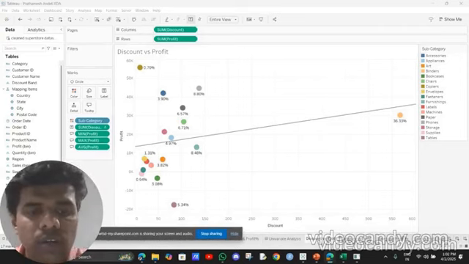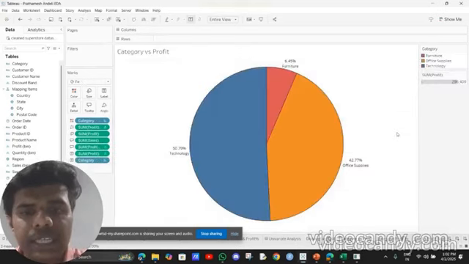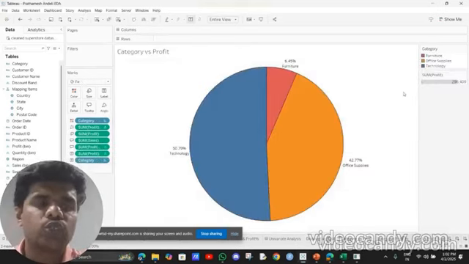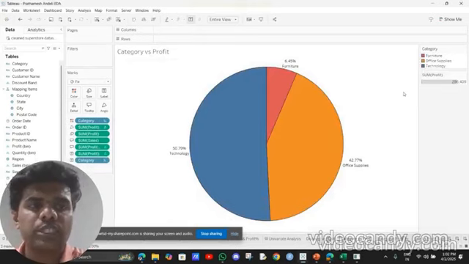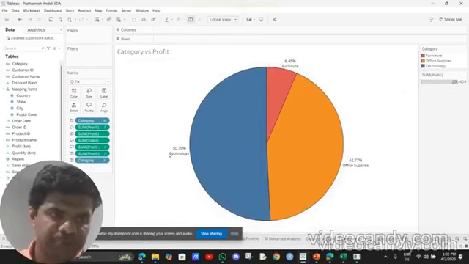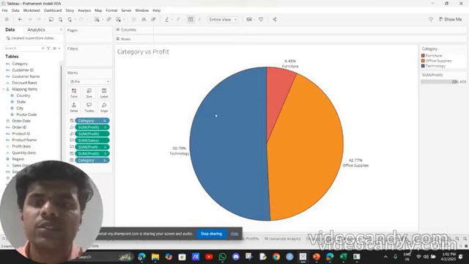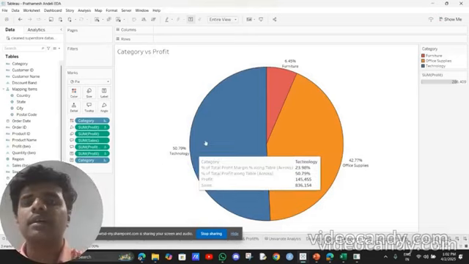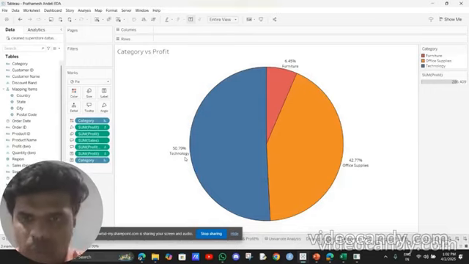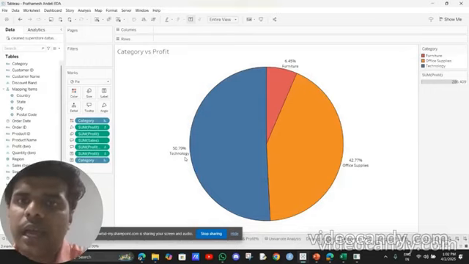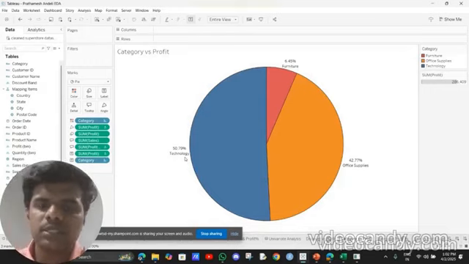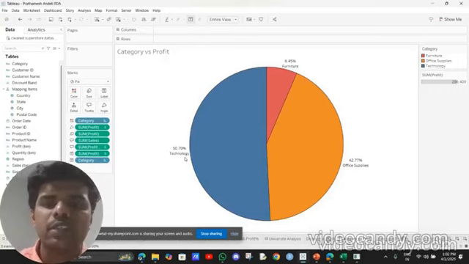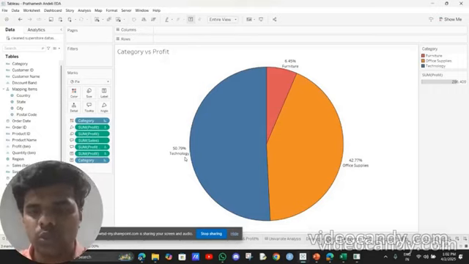Moving on, category versus profit. It is a very simple pie chart showing three categories: furniture, office supplies, and technology, and the profit made by those categories. So it is very evident that technology is making the most profit. So I think the retail business has to focus more on the technological products to gain more profit.